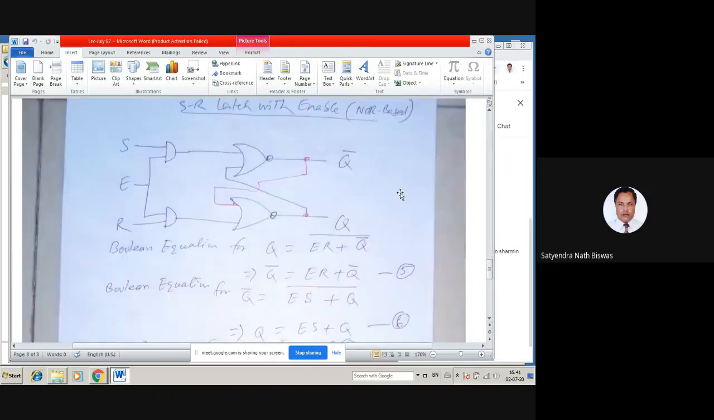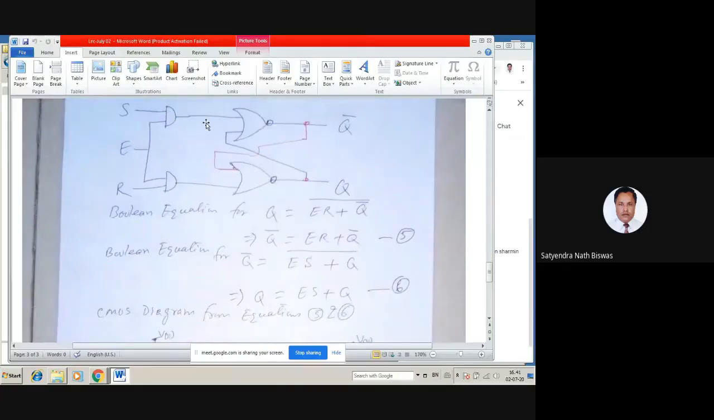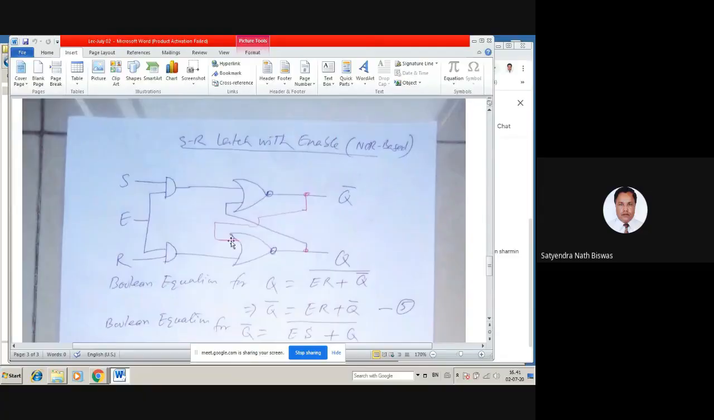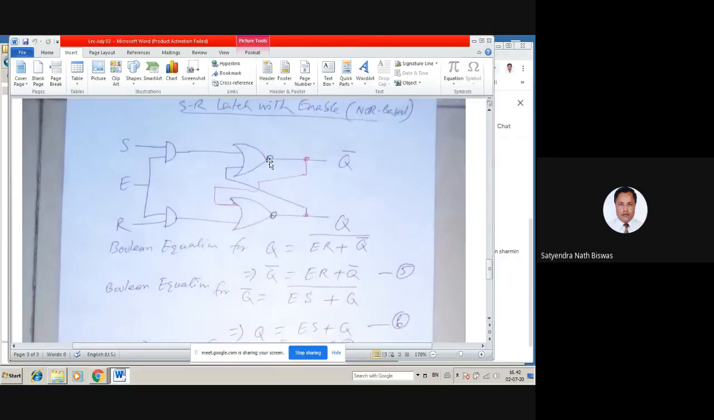SR latch with enable. Here we have made it NOR based. The previous one we took as a NAND based SR latch. I took this NOR based with an enable circuit to show both kinds. This is also an SR latch but has an enable function, enable E. You have already seen these in DLD 1. In here your NORs are here, two NORs, and here we have S and R, and with an enable circuit here, so we need two AND gates here.